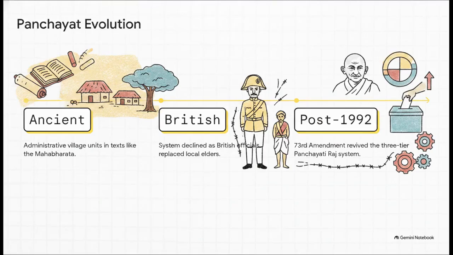The timeline of how this evolved is wild. We know villages were administrative units in ancient India because they're literally written about in foundational texts like the Arthashastra, the Manusmriti, and the Mahabharata. The system functioned pretty well for centuries, all the way through the Mughal period. But then, under British rule, it really took a hit. British officers were sent in to look after rural problems, and they often just couldn't understand the local customs. But post-independence, largely driven by Mahatma Gandhi's vision for empowering villages, the democratic government brought it back. Specifically, in 1992, the 73rd Constitutional Amendment formally revived the modern, 3-tier Panchayati Raj system we see today.